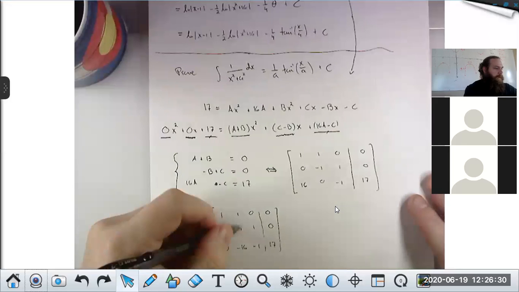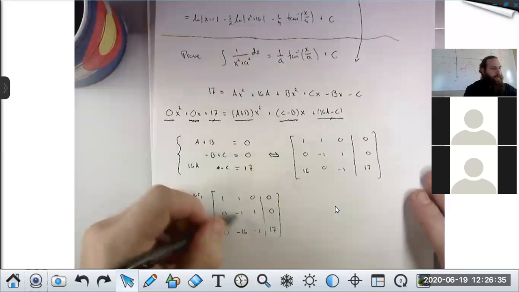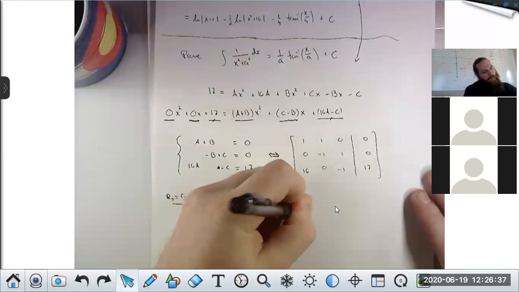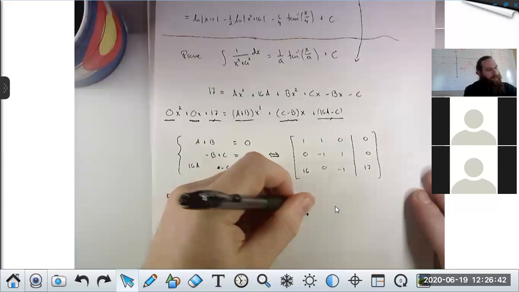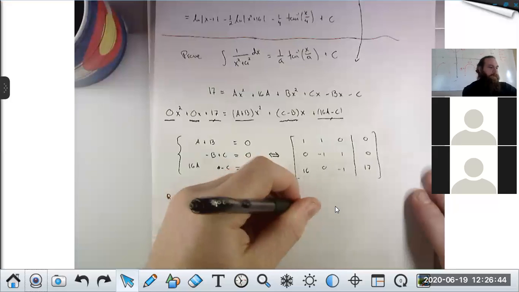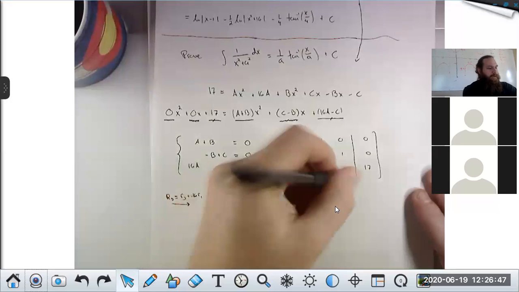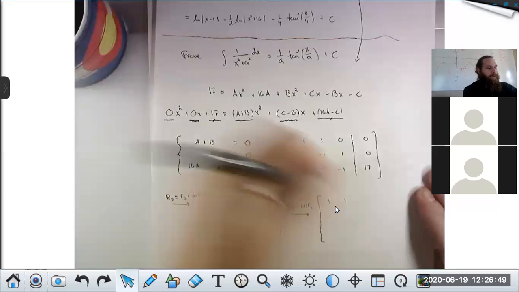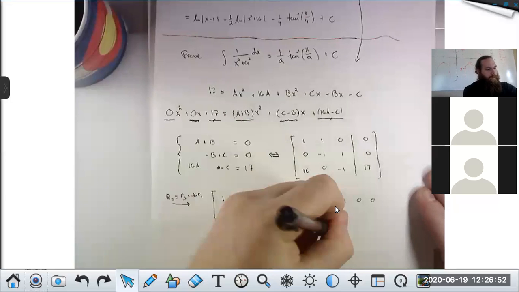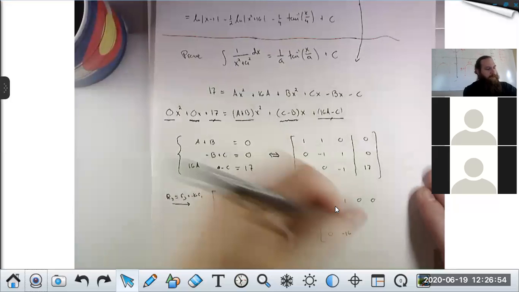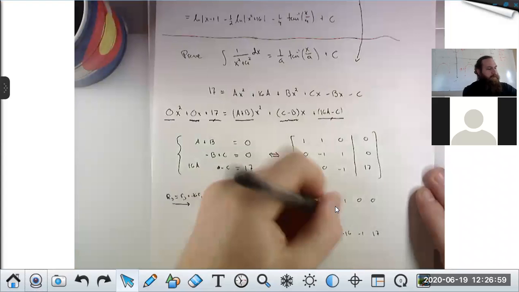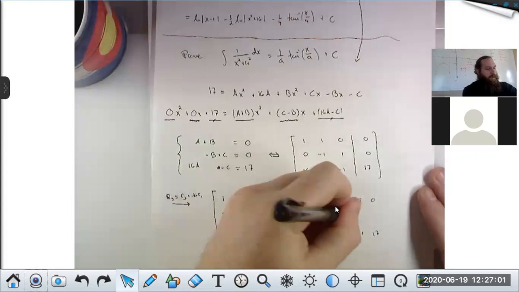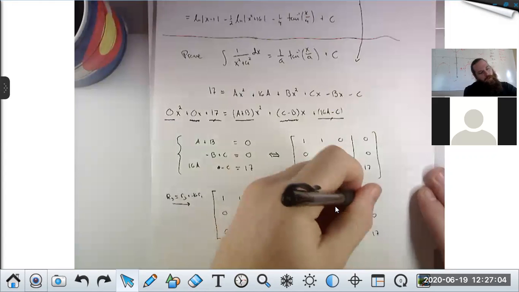My next step would be to make the pivot in column 2 equal 1. So I would multiply through row 2 by negative 1. So my new row 2 is equal to negative 1 times my old row 2. Rows 1 and 3 don't change, so we copy those down first. And row 2, I just flip the sign. So that's 0, 1, negative 1, 0 now.